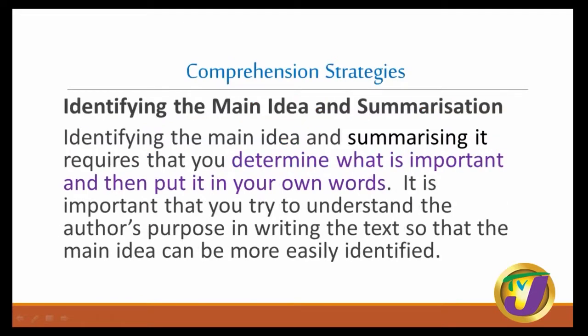Now, identifying main ideas and summarizing those main ideas are comprehension strategies. So how do I know that I understand what I have read? If I am able to identify the main idea, the most important thing that the writer talks about, then I know that I understand what the writer is saying. If I can identify those main ideas, then I can also go ahead and summarize them. So identifying the main idea and summarizing it requires that you determine what is important and then express that in your own words, and we call that paraphrasing. It is also important that you try to understand the author's purpose in writing the text so that the main idea can be more easily identified.